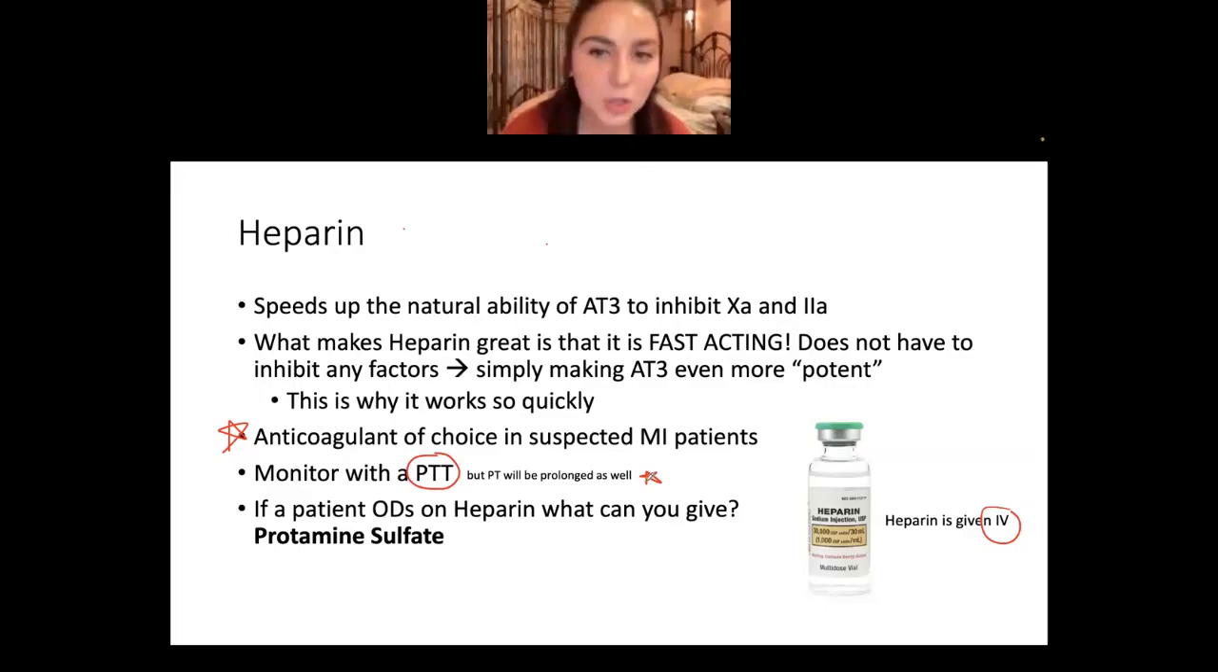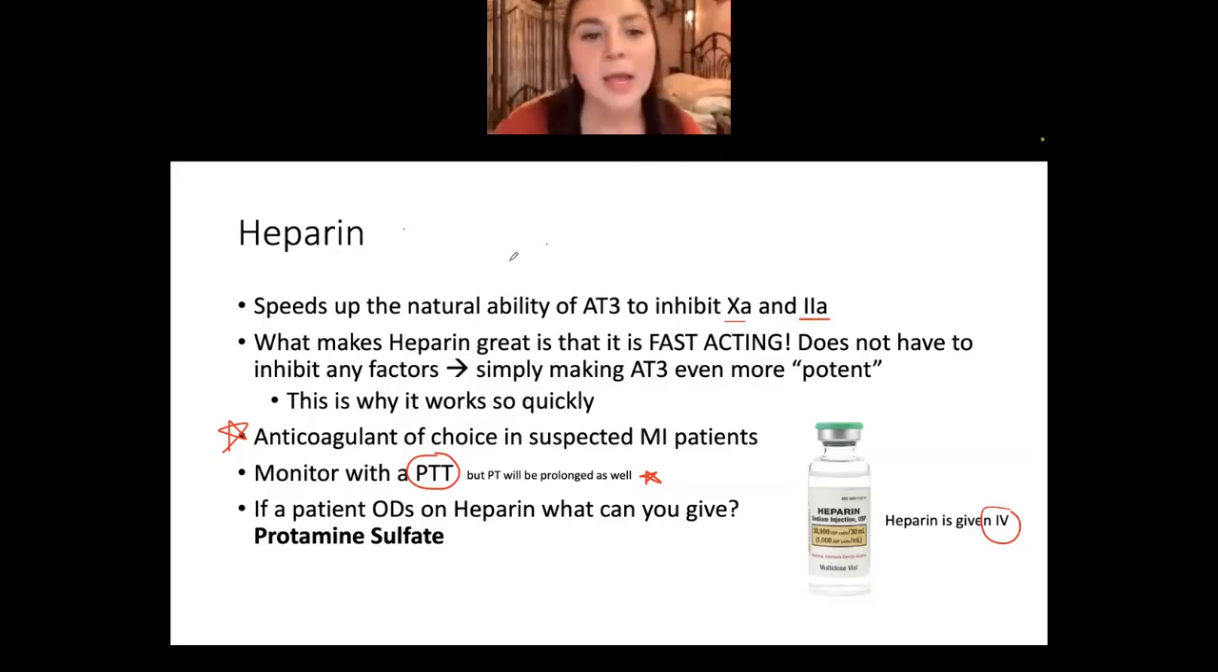The PT is also going to be prolonged because we're inhibiting 10A and 2A. And remember, 10A and 2A are both in the common pathway, so they will also come up in the PT as well as the PTT. Anything in the common pathway comes up in both. So again, like I said, you monitor heparin with the PTT, but don't get got on your exam. The PT will also be prolonged.